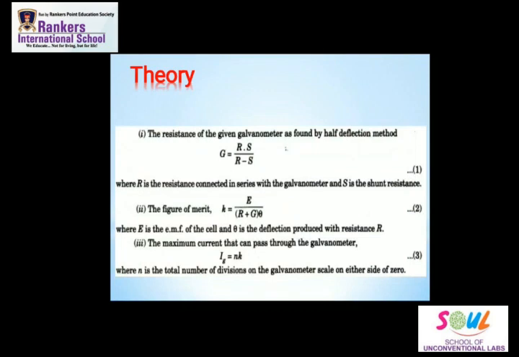Now we are calculating the figure of merit with the help of formula K equals E divided by (R plus G) into theta. Here E is the voltage or EMF applied with the help of battery. R is the high resistance value, G is the galvanometer resistance, and theta is the deflection in galvanometer. At the last, we are calculating the maximum current flowing through the galvanometer, which is equal to N into K. Here N is the total number of divisions in galvanometer and K is the figure of merit.